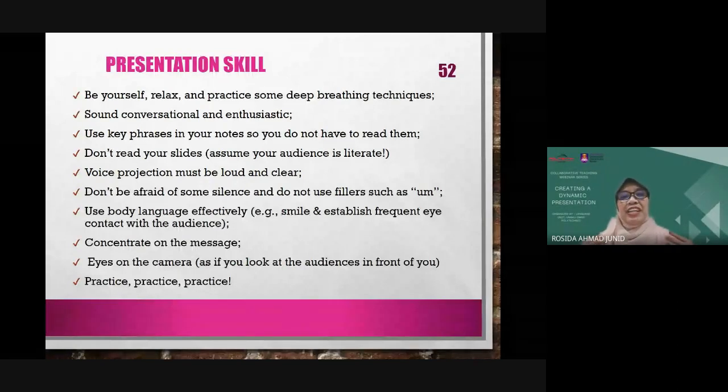You must sound very conversational. You can converse well with the audience. Number 2, use key phrases in your notes so you do not have anything to read.